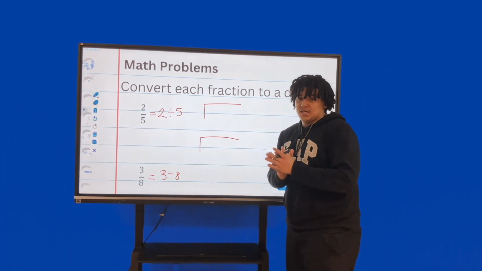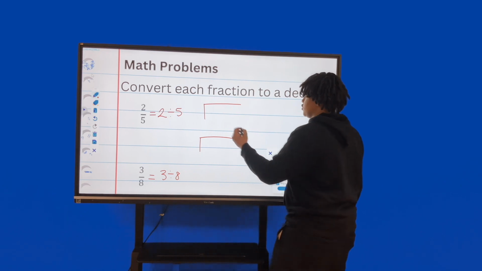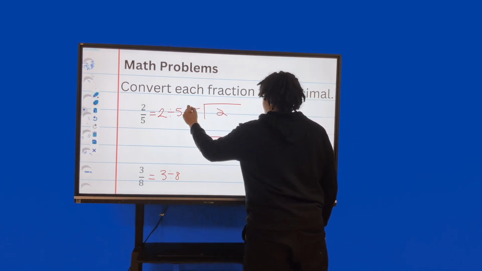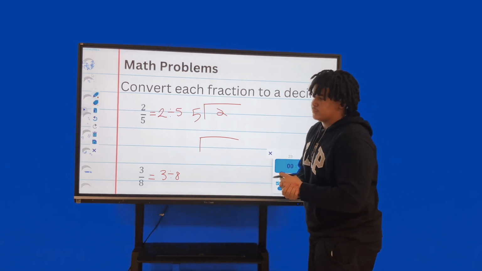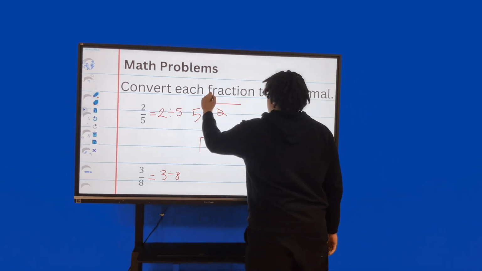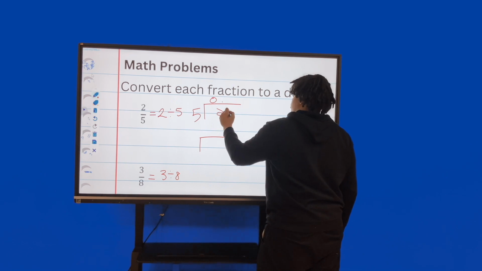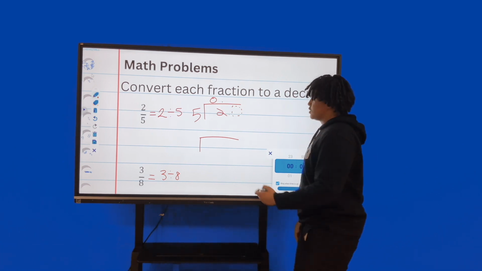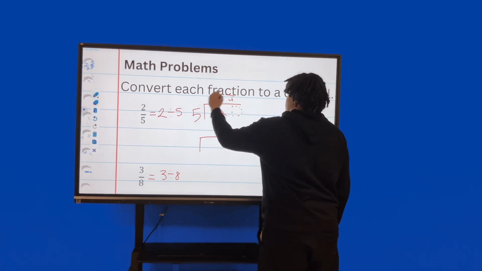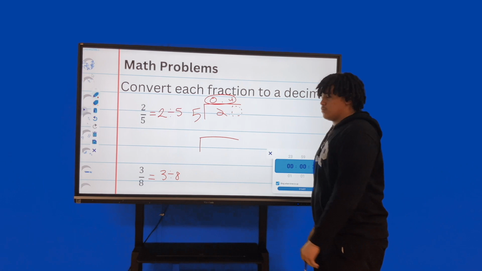So, the first thing y'all want to do is put the 2 inside and put the 5 on the outside. So, how many times can 5 go into 2? It can't, so we put a 0. And so, you got to put your decimal point, and then you got to put your imaginary 0. So, how many times can 5 go into 20? 4 times. Now 0.4 is your decimal value.